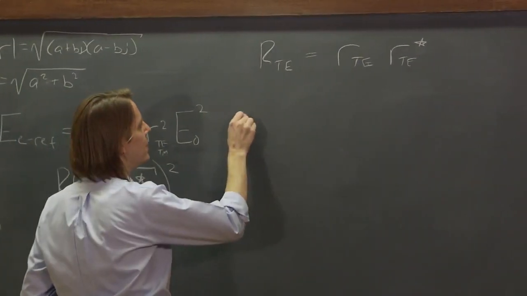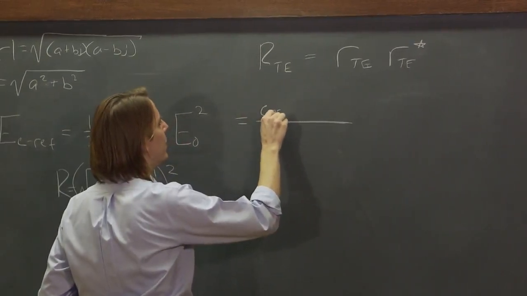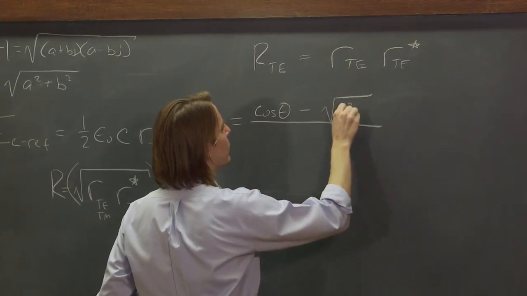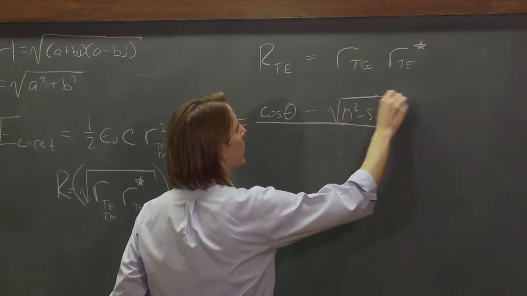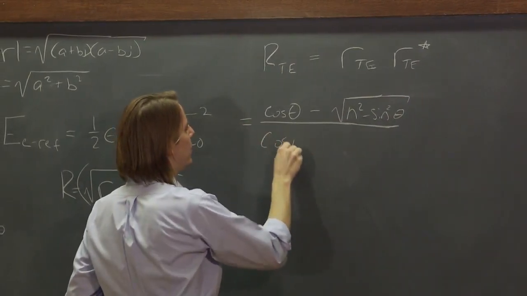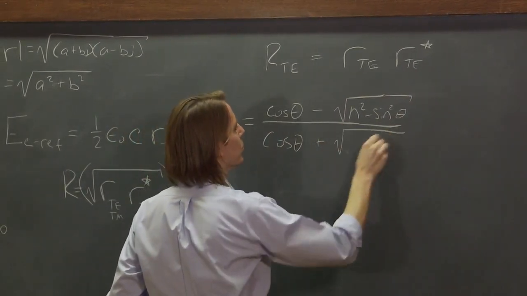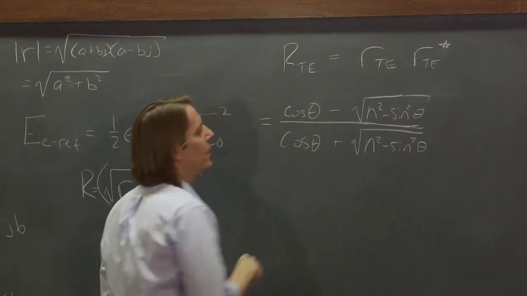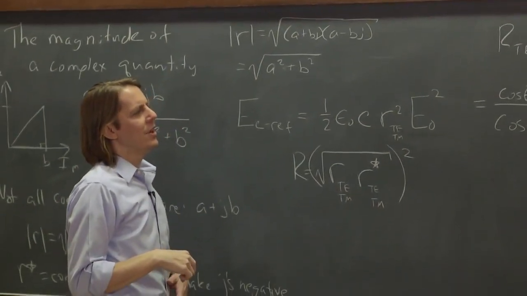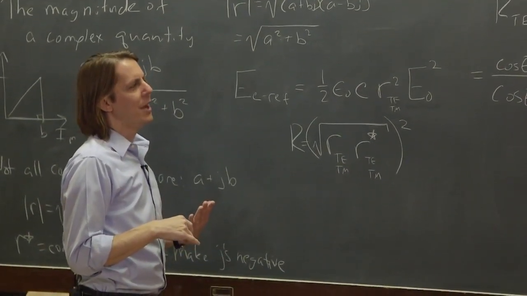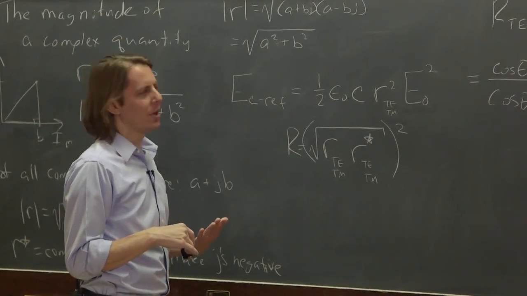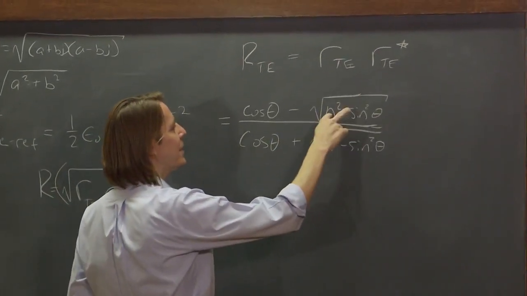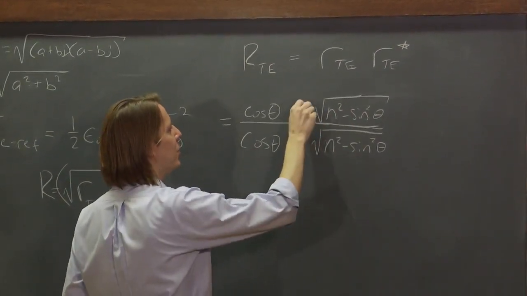All right, and that's equal to, what was it, cosine of theta minus the square root of n squared minus sine squared theta over the cosine of theta plus the square root of n squared minus sine squared theta. So now we want to take the complex conjugate of that. It's a little tricky. The imaginary part isn't just real obvious. It's not jumping out at you. So what we want to do is make it obvious. We want to pull a -1 out of here, because the square root of -1 is a j.